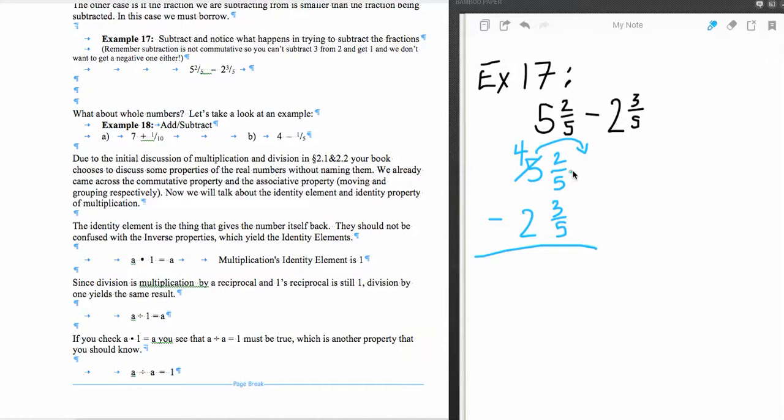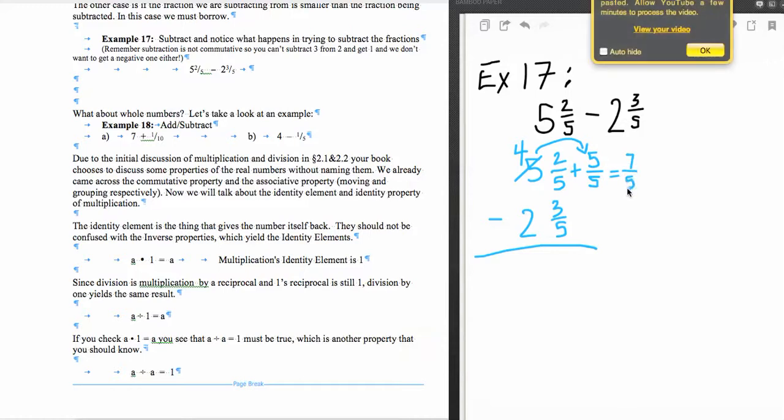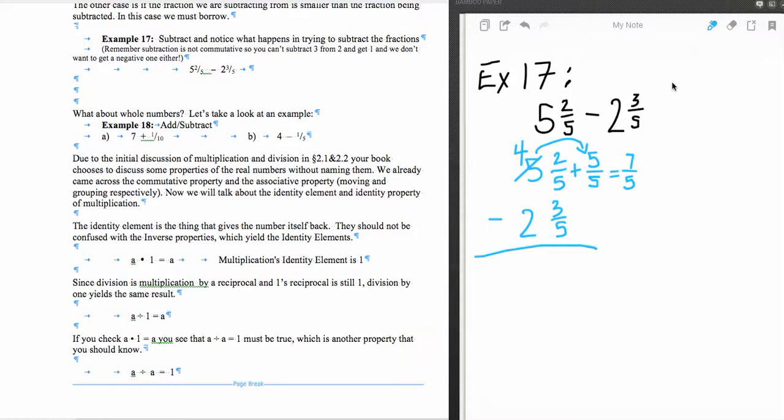So here, what I have to do, though, is I have to add that in. I can do that in two different ways, and the most common way of it being shown is that I'm going to add in a fraction of 1. Any number over itself is a fraction of 1, so I'm going to add in 5/5 because my denominator is 5. And now I add these two up, so 2 plus 5, which is 7, and those are fifths, and so we have 7/5 that we are going to be able to subtract from.